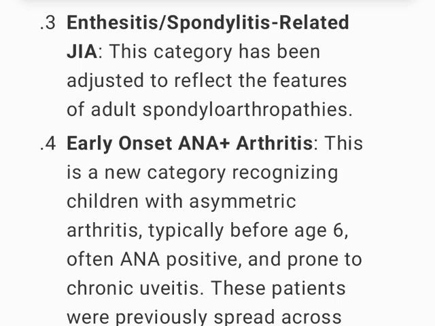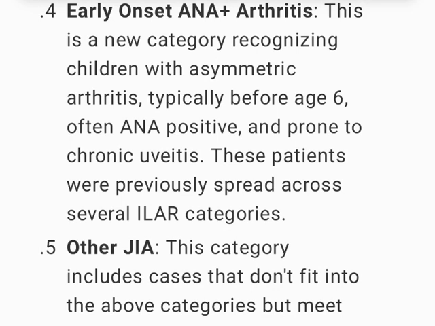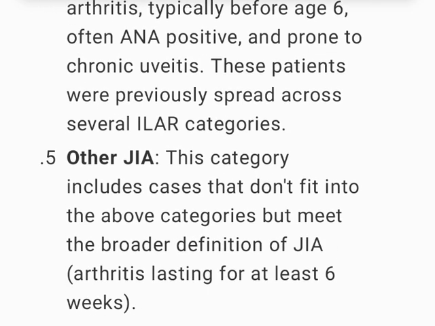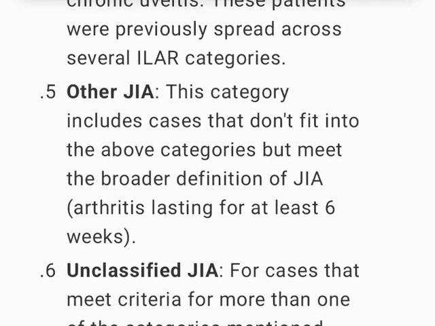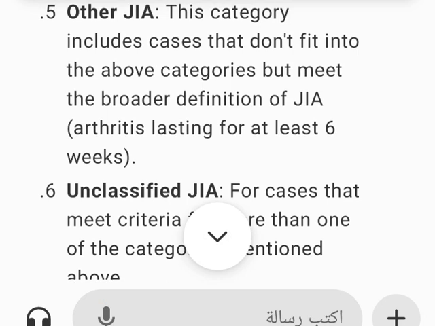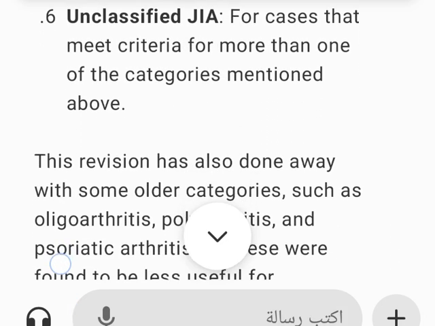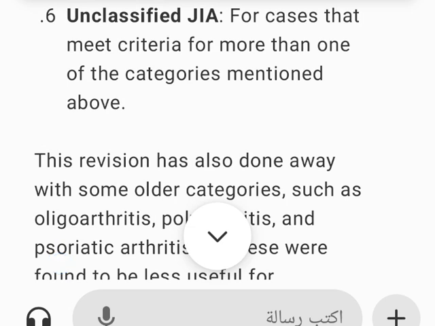This is a new category recognizing children with asymmetric arthritis, typically before age 6, often ANA positive, and prone to chronic uveitis. These patients were previously spread across several ILAR categories. 5. Other JIA. This category includes cases that don't fit into the above categories but meet the broader definition of JIA, arthritis lasting for at least 6 weeks. 6. Unclassified JIA, for cases that meet criteria for more than one of the categories mentioned above.